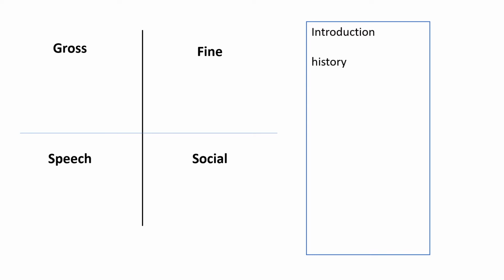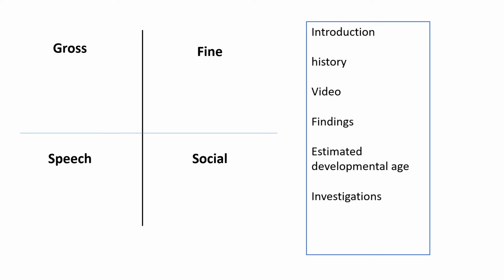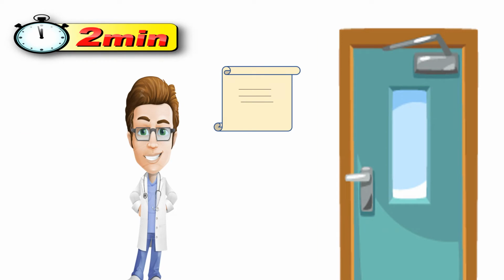Then there will be 2 minutes for watching the video. So you will take the focused history, you will watch the video, you will tell your findings, and after that, before telling the estimated age, if you felt that you need to know more about the history, you can quickly ask about the rest of the history. After that you can say the estimated age, your investigations and management plan. So now your 2 minutes are finished, and you will hear a ring and enter the room.